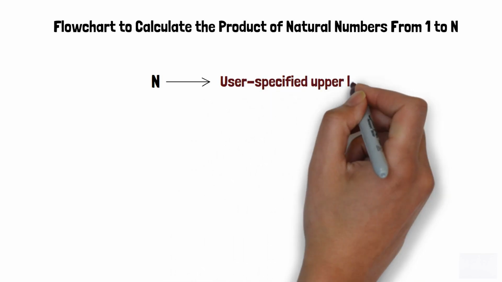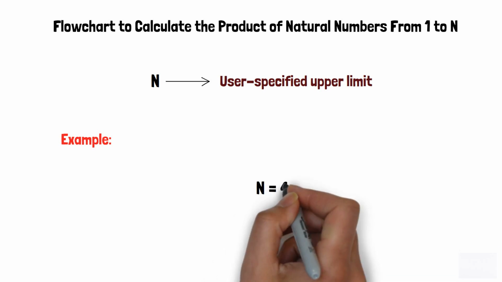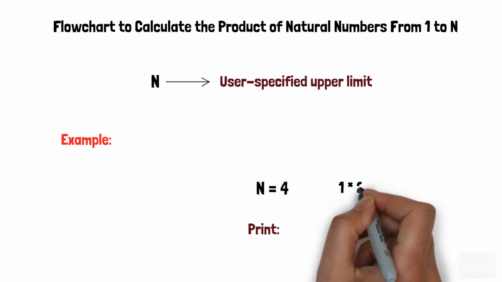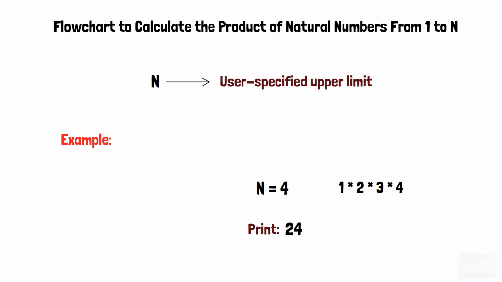In this video, we will see how to create a flowchart to calculate the product of natural numbers ranging from 1 to n, where n represents the user-specified upper limit. For example, consider n is equal to 4, then we need to print the product from 1 to 4. That is 1 multiplied by 2 multiplied by 3 multiplied by 4, which is equal to 24. Let us now proceed to create a flowchart.